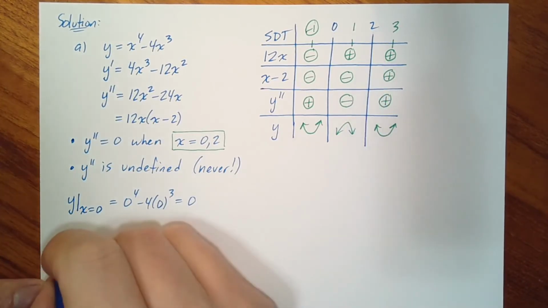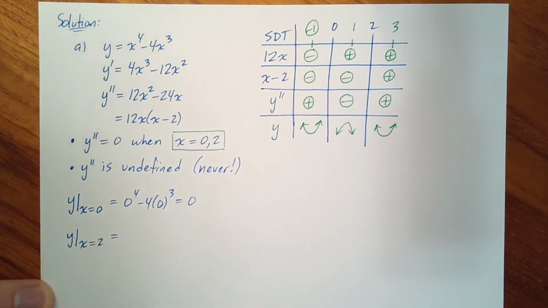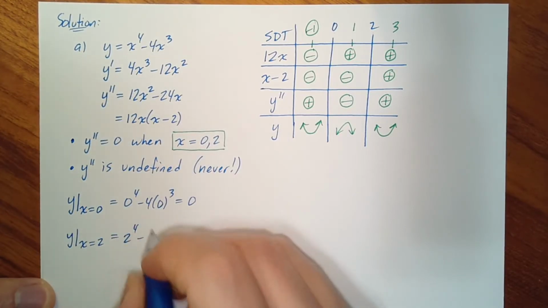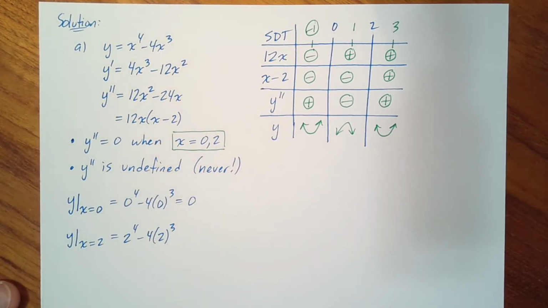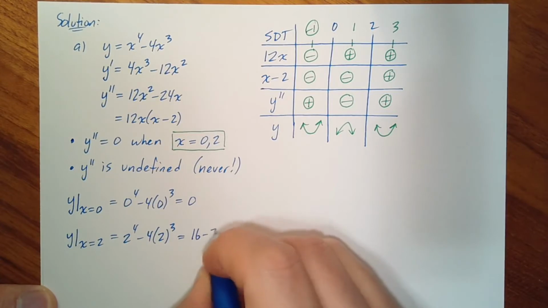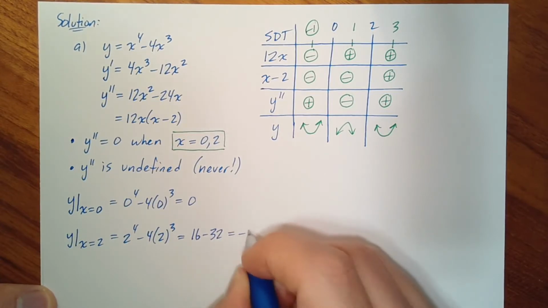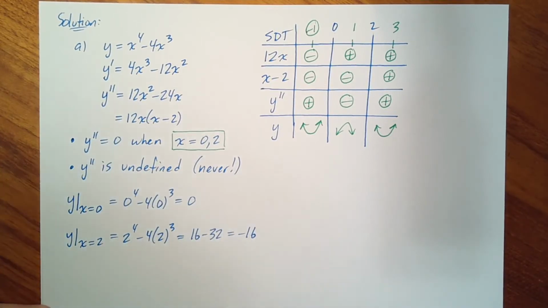Plug in 2. Work out the value of y when x is equal to 2. And you're going to get 2 to the power 4 minus 4 times 2 cubed. So that's going to work out to being 16 minus 32, which is really negative 16. So those are going to be the y coordinates of the inflection points. And now we're ready to just summarize everything. We're ready to give our answer.